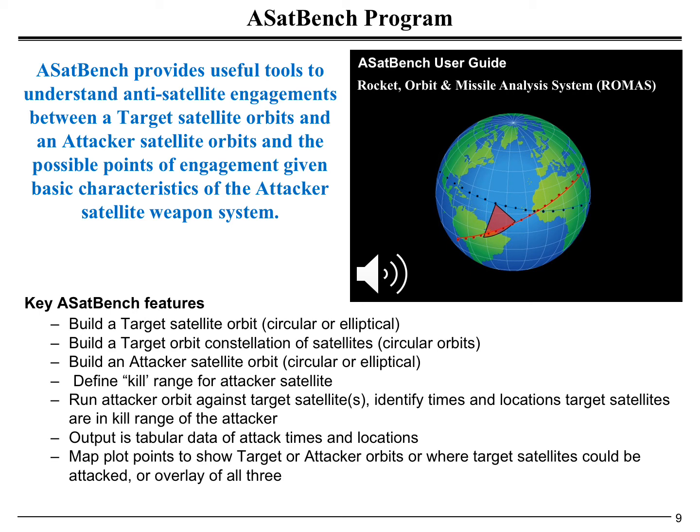You'll then define the kill range for the attacker satellite, run the attacker orbit against the target satellites, and it will identify those times and locations where the target satellites are within the kill range of the attacker. The output is in tabular form, identifying attack times and locations, and also provides plot points to show target or attacker orbits, or where the target satellites could be attacked, or you may overlay all three outputs for a single plot.